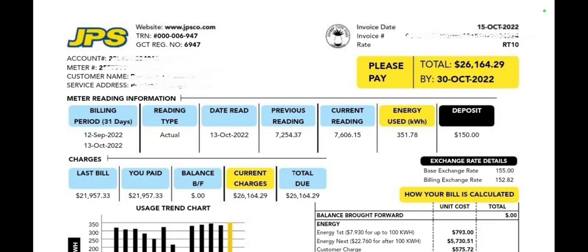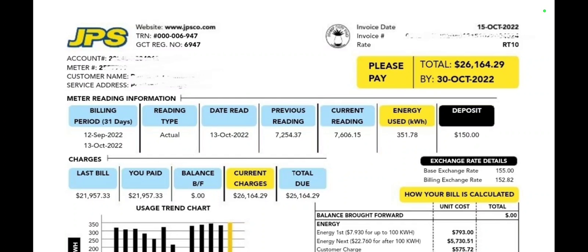Date read is the date that the reading was taken. For the most part now, the date read and the end of the billing cycle date is going to be the same. Before, when JPS actually had to send personnel to come and physically read the meter, the date read and the end of the billing period would normally be the same for the most part. But now that they can read it remotely, the date is the same.